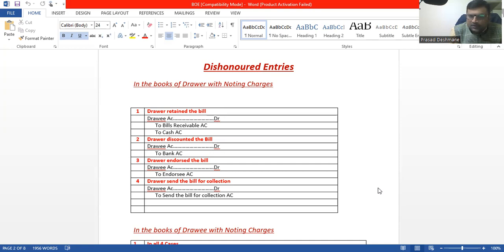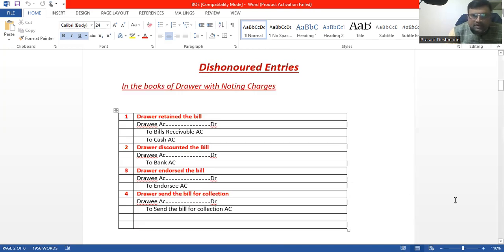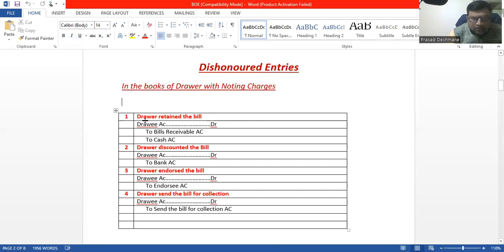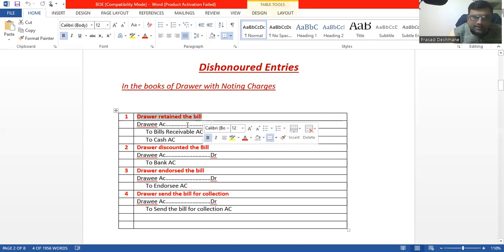Okay. So again, we have four scenarios. Just as we have four scenarios in the honored case, similarly we have four scenarios for dishonored also. Same four scenarios. First one, if the drawer retained the bill, which means he kept the bill with him only till maturity, then what will be the dishonored entry in the books of the drawer? That's why I mentioned over here, in the books of drawer, dishonored entries with noting charges.